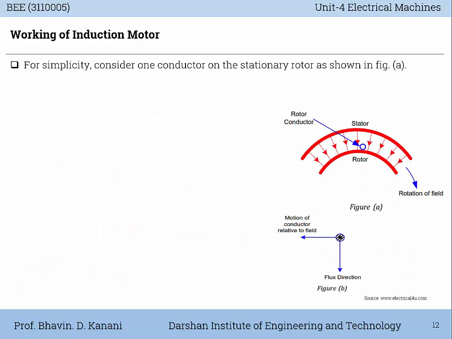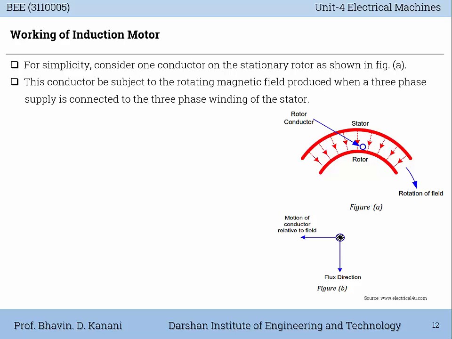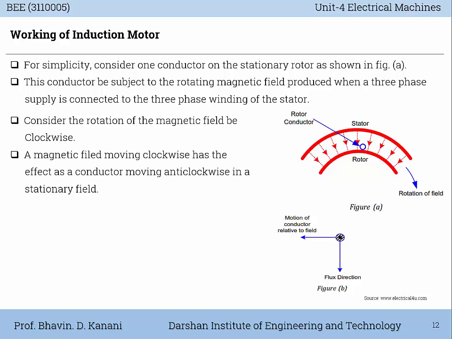Now working of induction motor. For simplicity, consider one conductor on the stationary rotor as shown in figure A. This conductor is subject to the rotating magnetic field produced when a three-phase supply is connected to the three-phase winding of the stator. Consider the rotation of the magnetic field to be clockwise. A magnetic field moving clockwise has the effect of a conductor moving anti-clockwise in a stationary field.